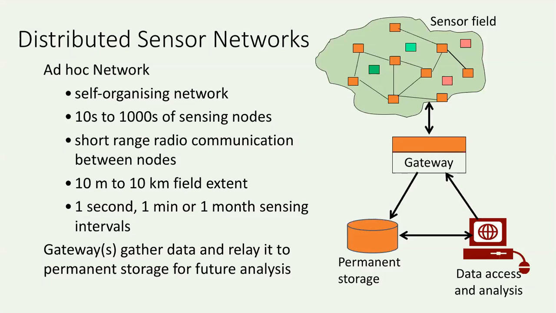Sometimes, most recently, some of this sort of system have been called the Internet of Things, where the sensors are connected to the internet. So what sort of things can we do with these distributed sensor networks? Well, really, we can measure everything, and there's a huge amount of work and applications in this area.